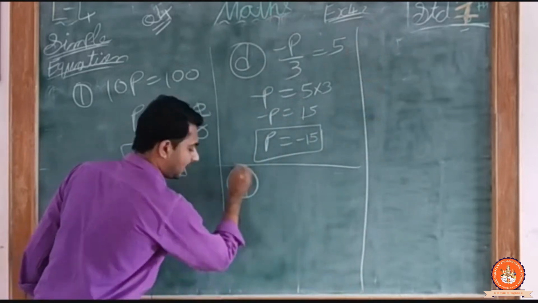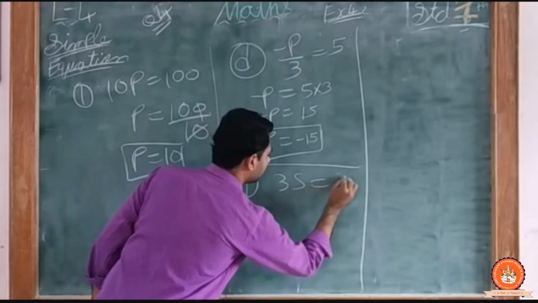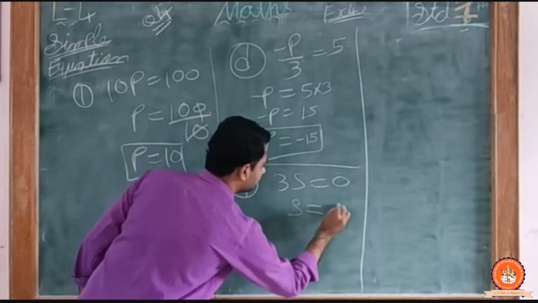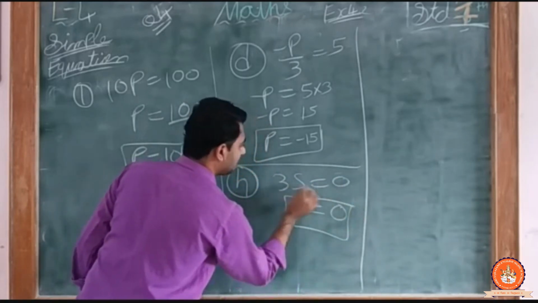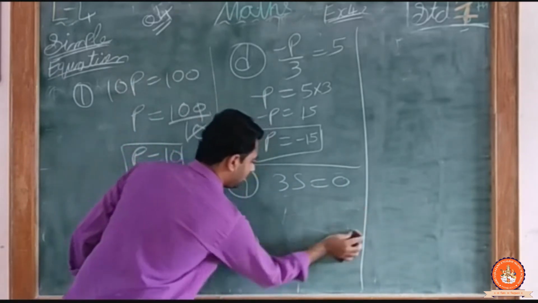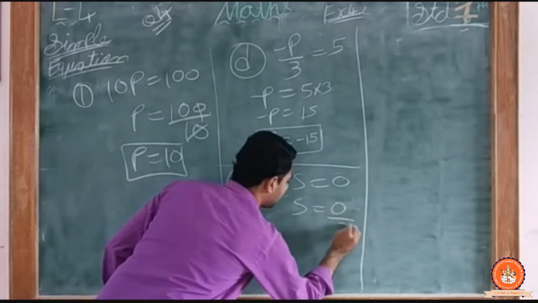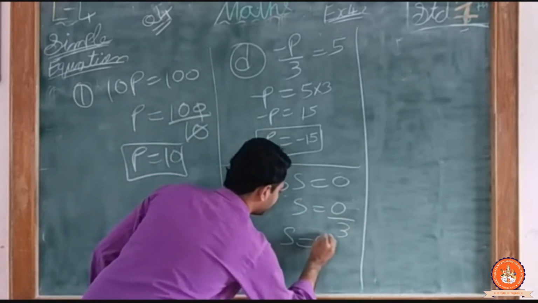Yes, H1, what is H? Taking H, 3s is equal to 0. So s is equal to 0 only, because 3 will go on the right side and it will divide. How did it come? See, I did it directly. So s is equal to 0 divided by 3. So s is equal to 0.